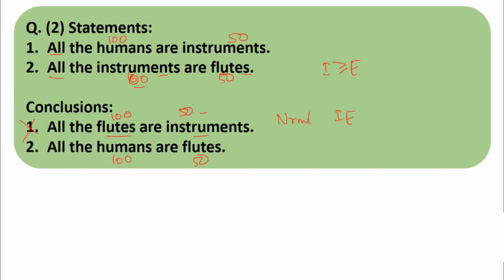Next, all the humans are flutes. Humans and flutes, this sentence and this sentence. Instruments are common. One instrument is 100, one is 50. So we can go ahead because we found 100. Human income is 100, human expenditure is 100. Condition satisfied. Flute income is 50, flute expenditure is 50. Condition satisfied, as income has to be greater than or equal to expenditure. This is a valid conclusion. So only conclusion 2 is valid. Conclusion 1 is not valid at all.